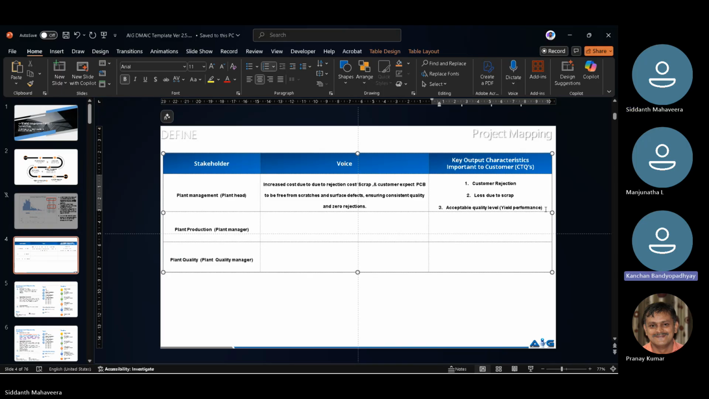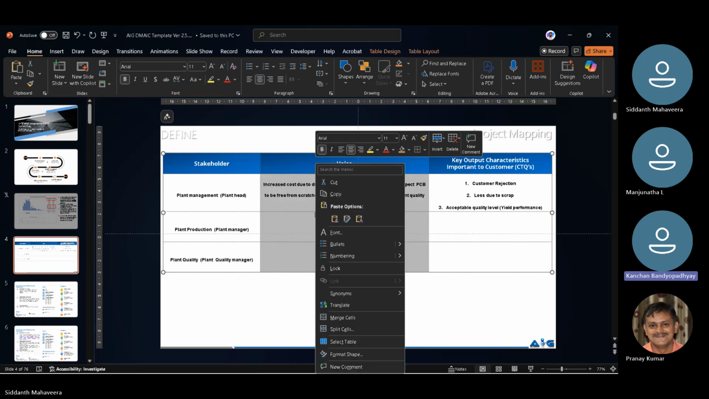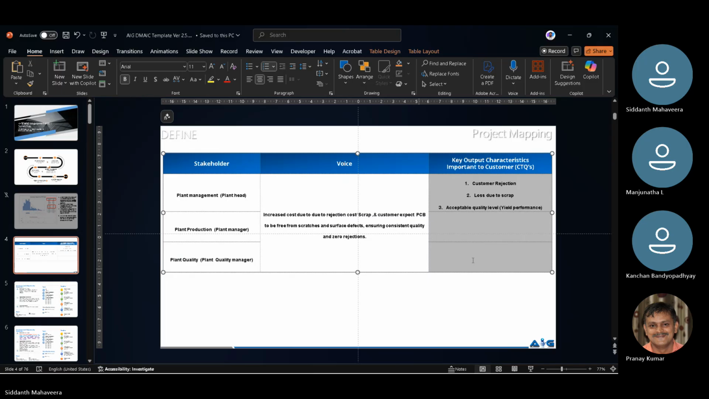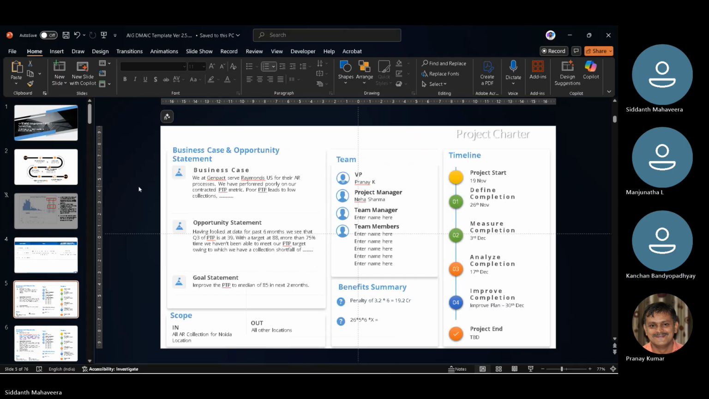So I think we already covered everything on this slide. Stakeholders? I think it is the same thing for all the stakeholders, so we don't have to repeat it. We can merge it together. Now the business case. We generate elements of a process that perform poorly in our contracted PTP metric. Poor PTP leads to low collections.